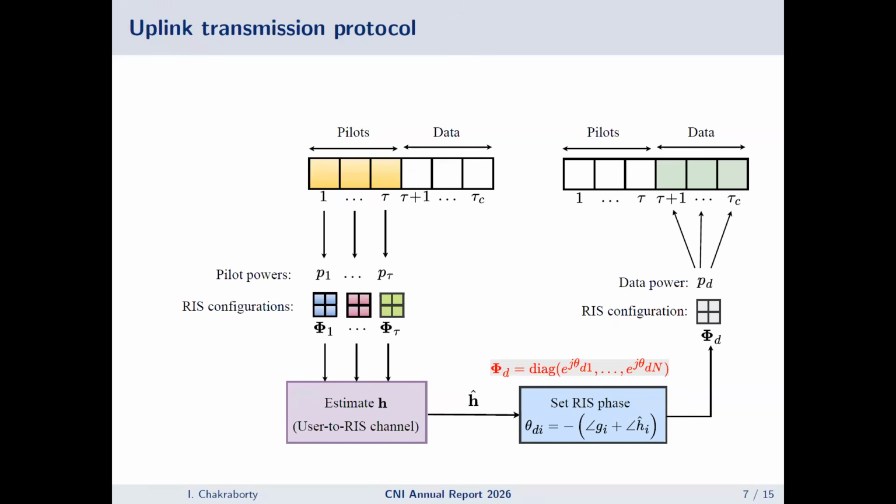In the first tau time intervals, we send the pilots with pilot powers P1 to P tau, and the corresponding RIS configurations are phi 1 to phi tau. Based on them, you estimate the non-line of sight random user to RIS channel, because we don't need to estimate G because it's deterministic. And we set up the RIS phase accordingly and send the data.